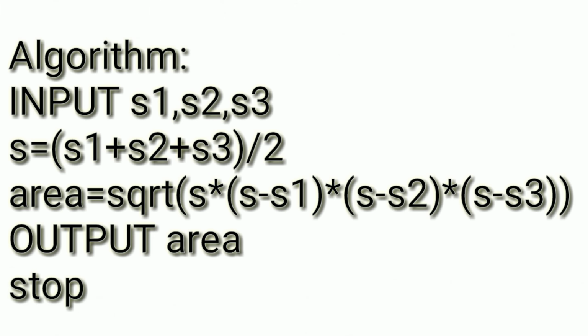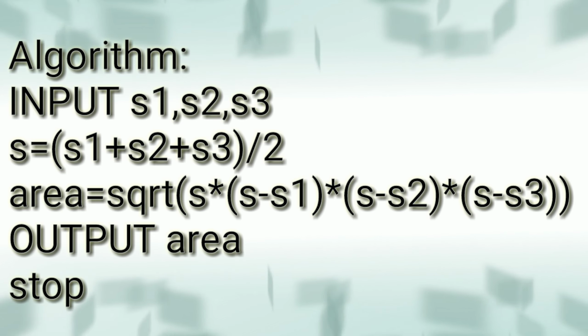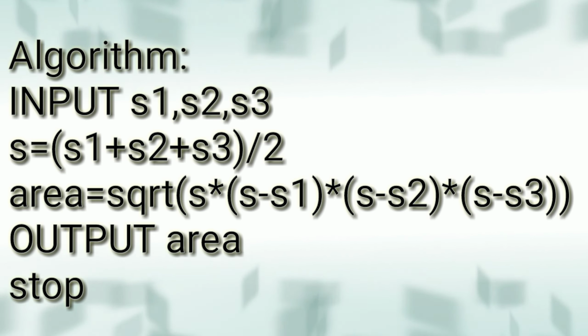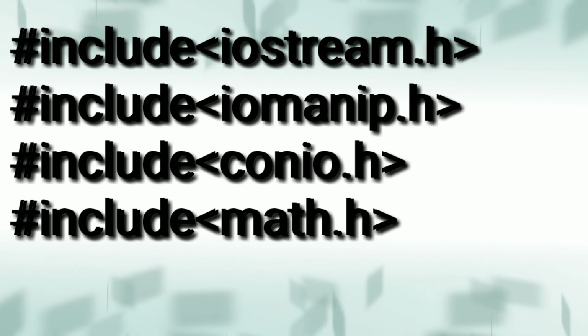The last step is output. You are going to print the area. Next is stop. That's all about the algorithm. Now we are going to see the program.